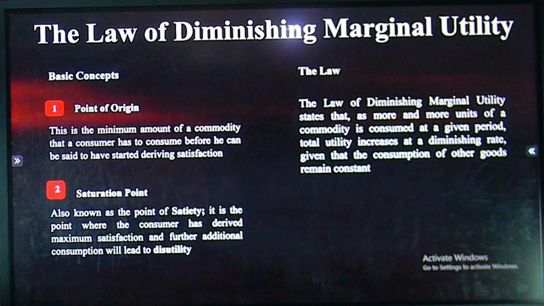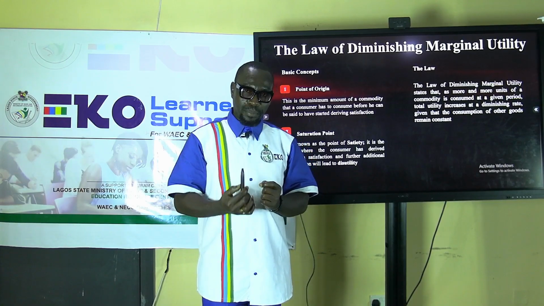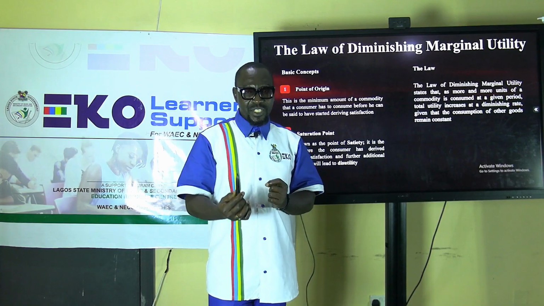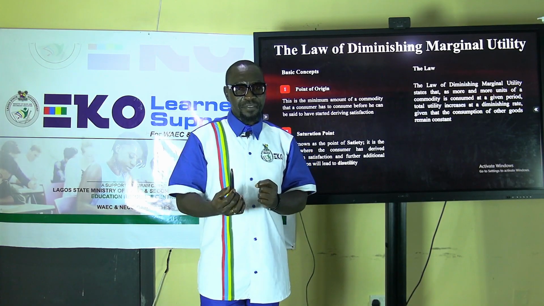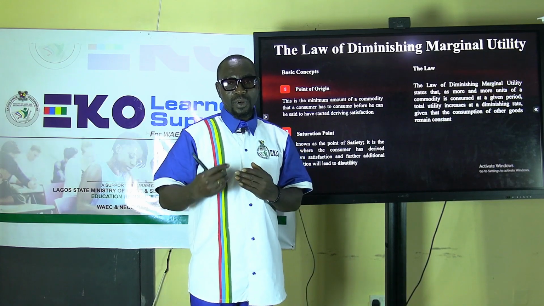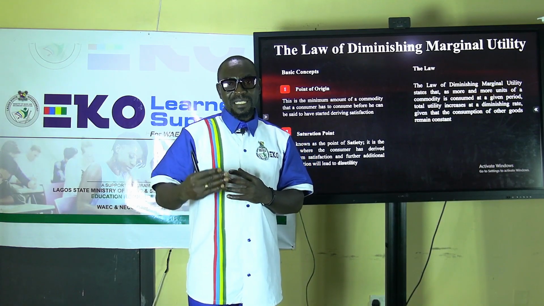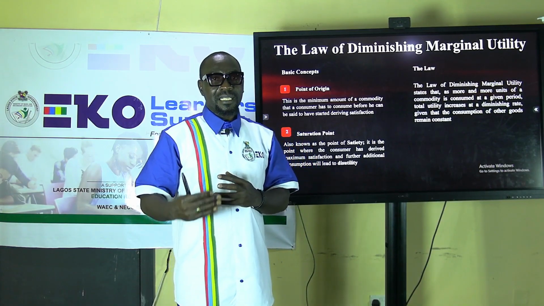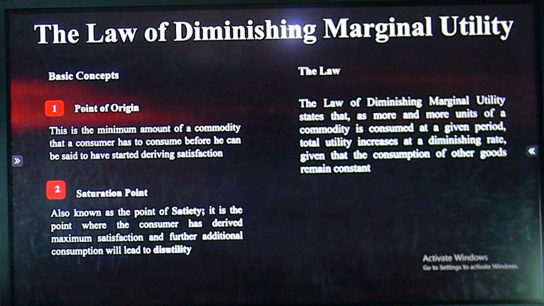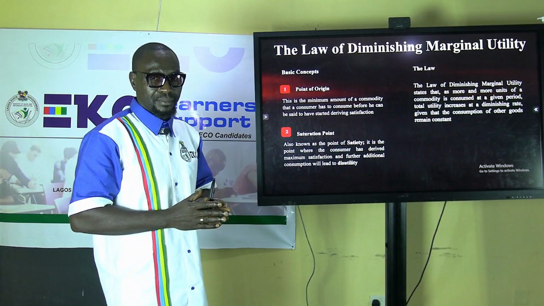Meaning that if, for example, I derive 3 utils by the time I'm consuming 4 apples and derive 6 utils by the time I'm consuming 5 apples, the increase from 4 to 5 is 1. By the time I'm consuming the 6th one, the law of diminishing marginal utility states that the satisfaction I will get will be less than 1, and so on. So the law in context states that as more and more units of a commodity are consumed at a given period, total utility increases at a diminishing rate.